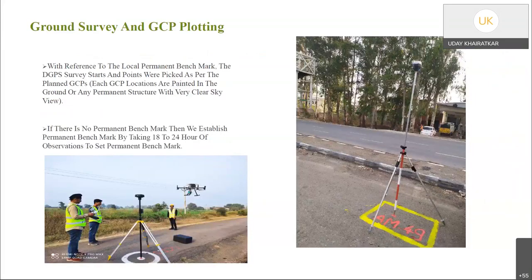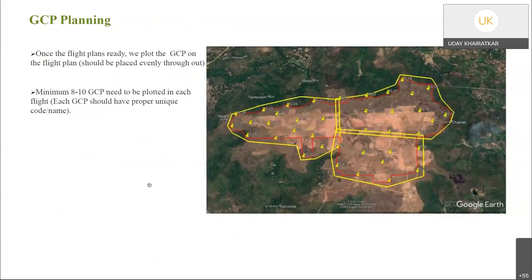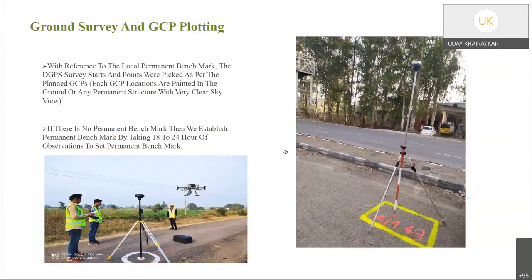So as you can see, the ground control points have been marked using a GPS, and they have been painted so that they are visible from the top while doing the actual topo survey with the drone. With reference to the local permanent benchmark, the DGPS points are picked. If there's no permanent benchmark, then we establish permanent benchmarks by taking 18 to 24 hours of observation using that DGPS system.